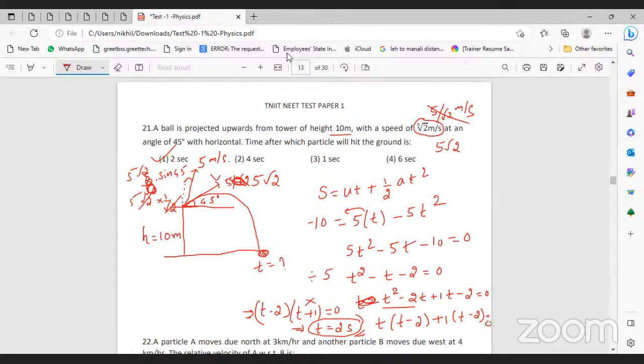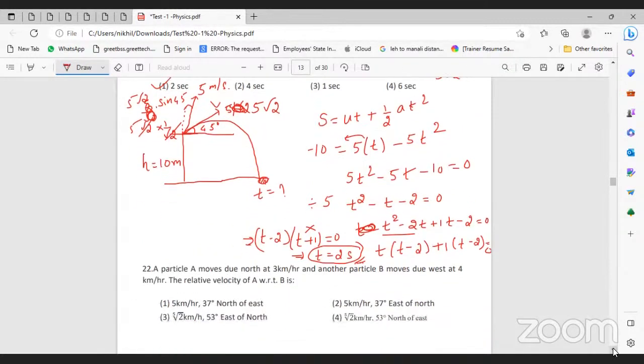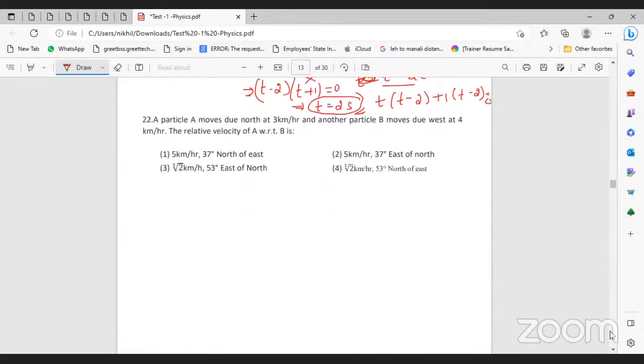I hope you are getting it. Come to this. This is the concept related to relative velocity.